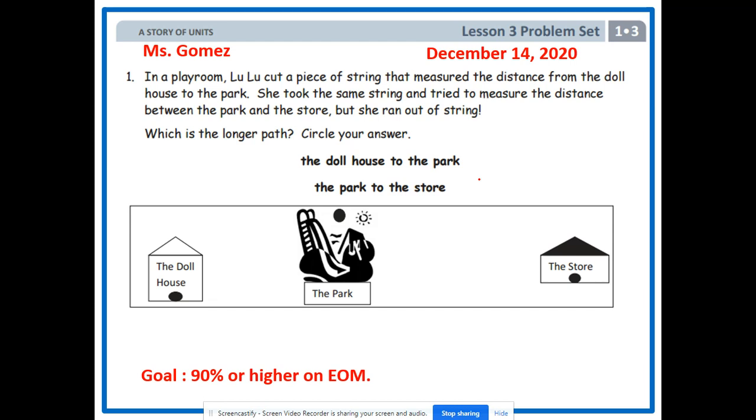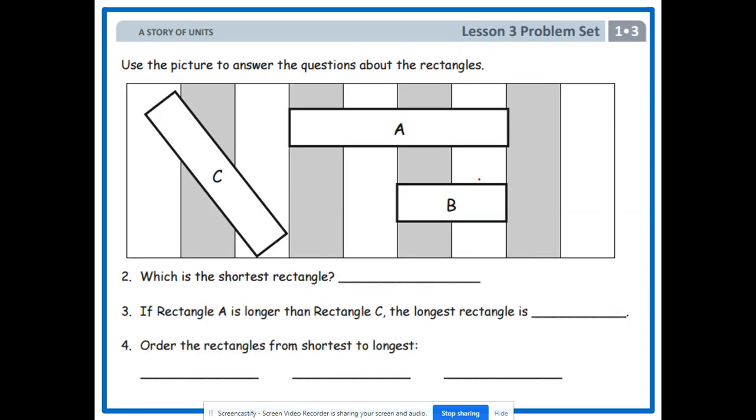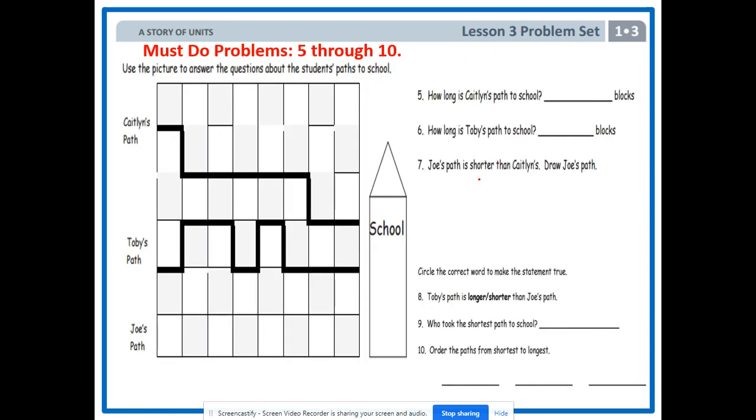So for lesson 3 problem set, we are going to be skipping over to the last page of the problem set, where you have questions 5 through 10, and you have this map, just like the ones we worked on during the lesson. Our must-do problems are going to be all of these problems 5 through 10. You're going to answer questions based on the map. So what you're going to do here with me in the recording is you're going to use the pictures to answer the questions about the student's path to school.